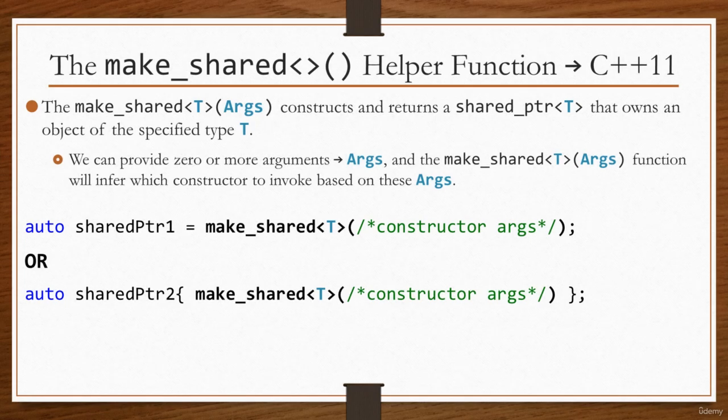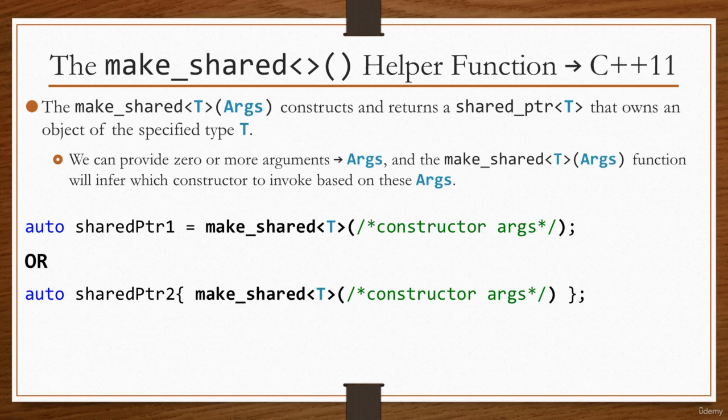Next, I want to summarize the makeShared helper function now that we have an understanding of the control block and the basic implementation of the shared pointer. I have demonstrated how to use the makeShared helper function in previous lectures, but here I just want to summarize why it is important and why you would use makeShared if you can instead of using the constructor for the shared pointer. So makeShared is going to construct and return a shared pointer that owns an object of the specified type T, and of course we can provide 0 or more arguments as we can with the unique pointer.